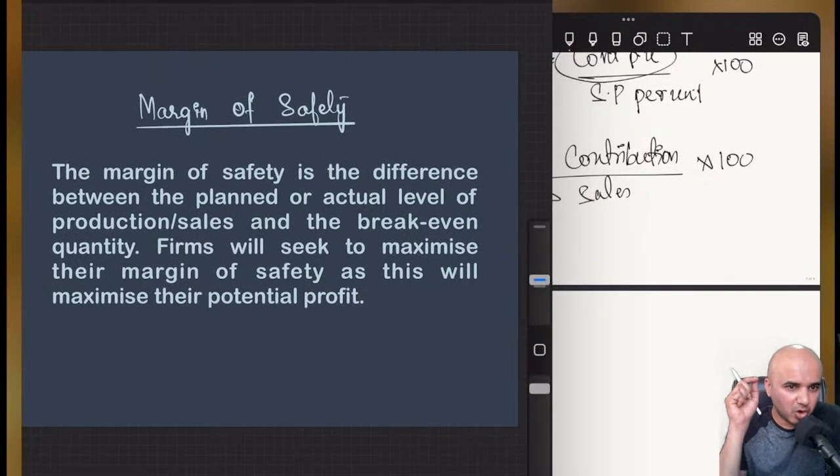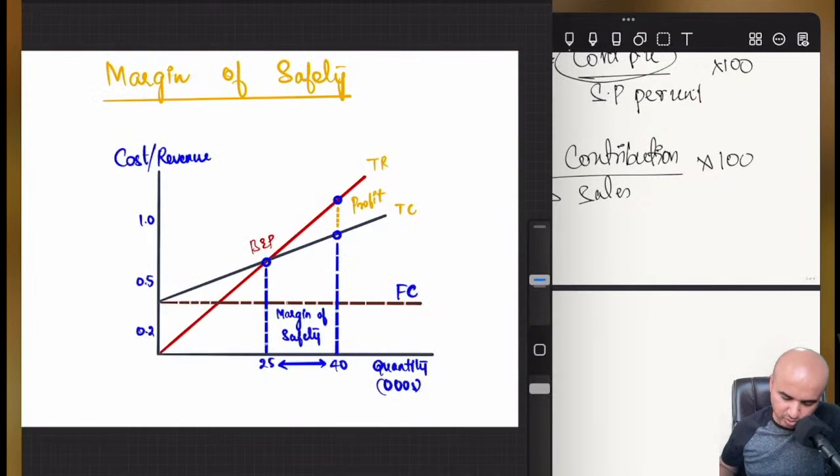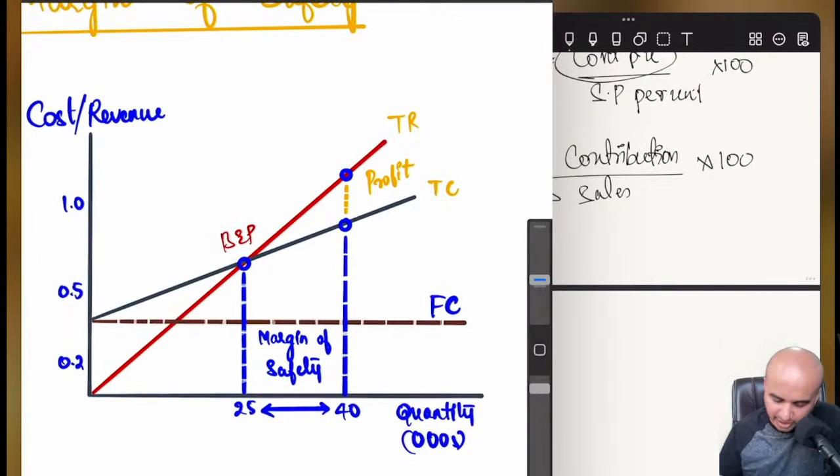There is one more concept called margin of safety. Let's see what exactly it is. The margin of safety is the difference between the planned or actual level of production and the break-even quantity. Once again, it is nothing but the difference between the planned or actual level of sales and the break-even sales. That's it. So now if I look at the graph, the same or a similar graph here, this is my BEP sales. Okay. And this is my, let's say, actual sales.